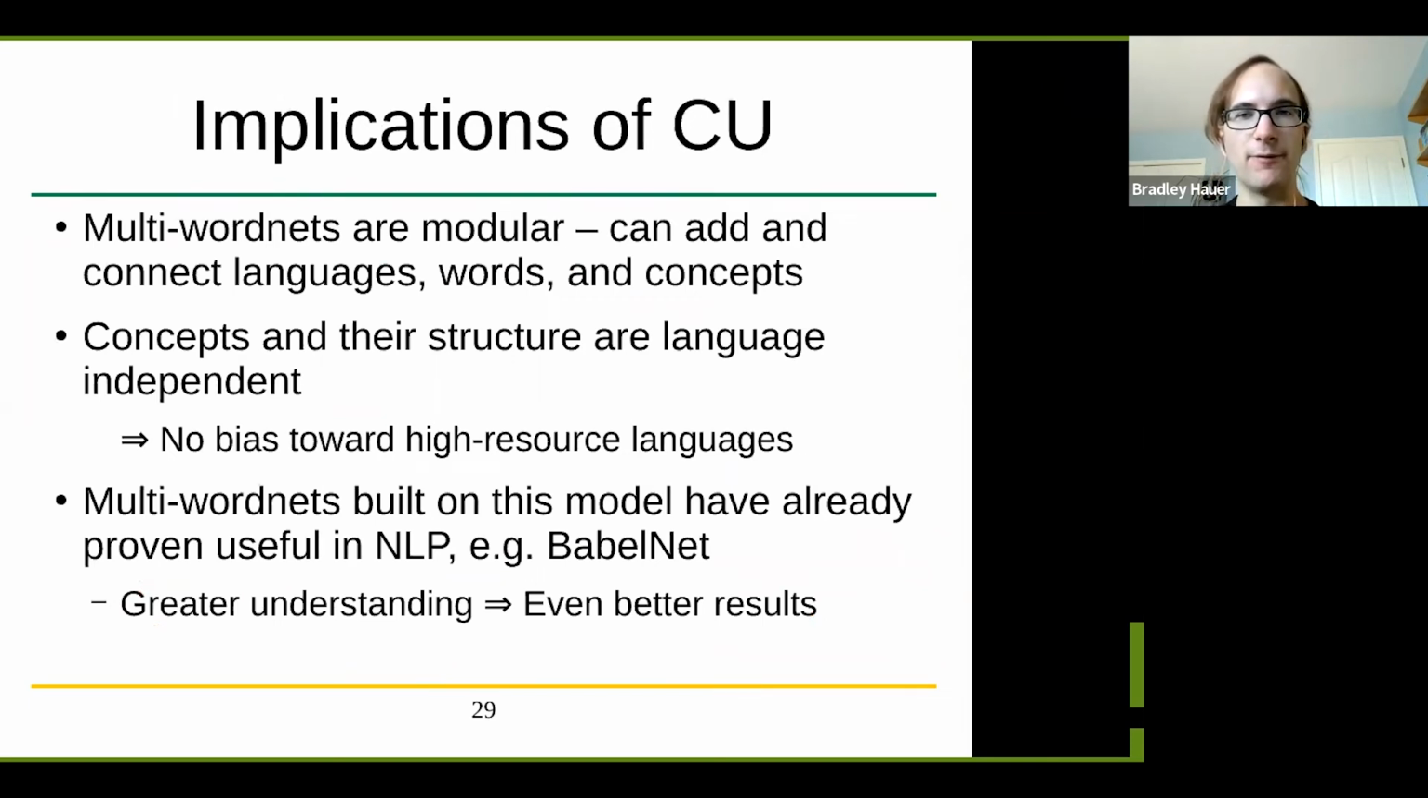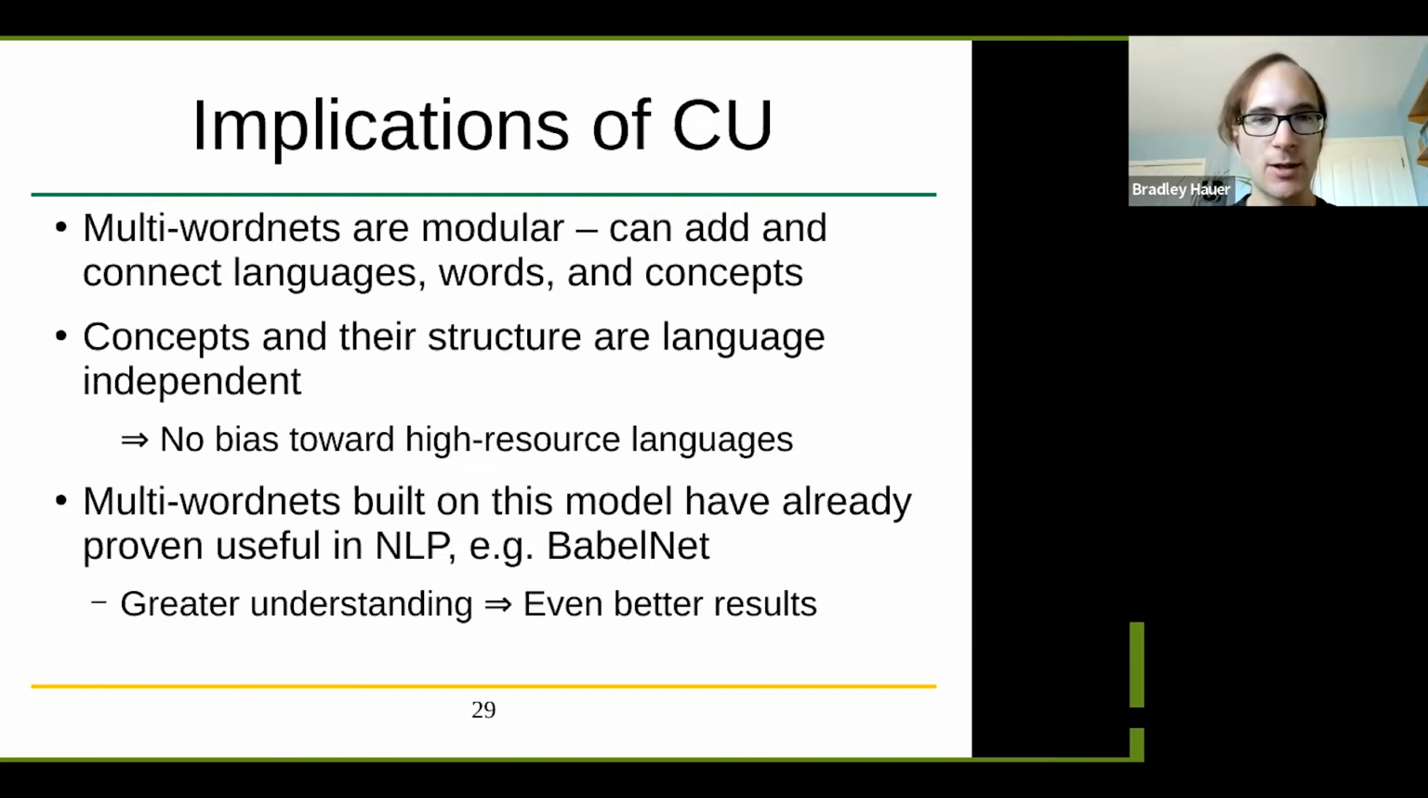So what are the implications of concept universality? Well, first, it tells us that these multilingual word nets are modular: we can add and connect new languages, new words, and new concepts, and all of it is going to fit into this universal structure connecting these lexicalizable concepts with various relations. Because the concepts and their structure are language independent, we can build these multi-word nets without necessarily having to worry about any bias toward high-resource languages such as English. For example, we do not need to worry that the conceptual structure of English will dominate these resources, because that structure is actually universal. So while bias may exist, it need not exist.